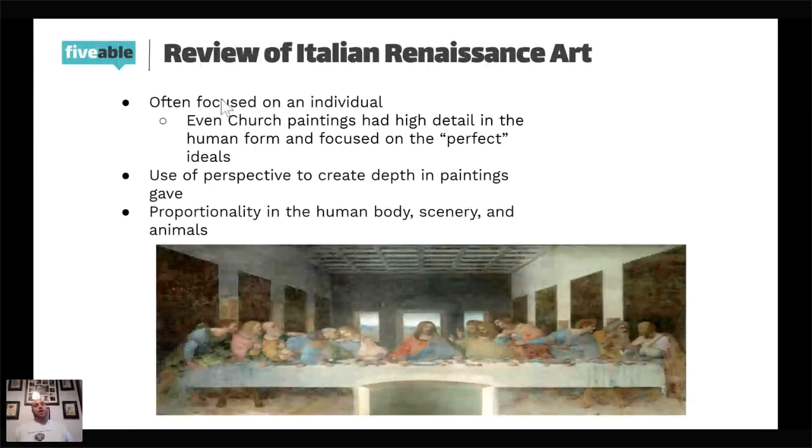So Italian Renaissance art is often focusing on the individual. If you look at the example here, Da Vinci's The Last Supper, this is a highly detailed example of the human form and the perfection that we want to see within the human form. The detail in the faces here is so amazing. Each one of these men has different faces. That is very radical from medieval art.